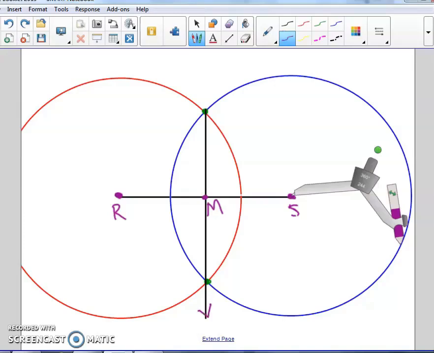That definition of a perpendicular bisector tells us that for the line I just drew, line segment RM will be congruent to line segment SM by definition of a perpendicular bisector. And by definition of perpendicular, we do know that these will be right angles.